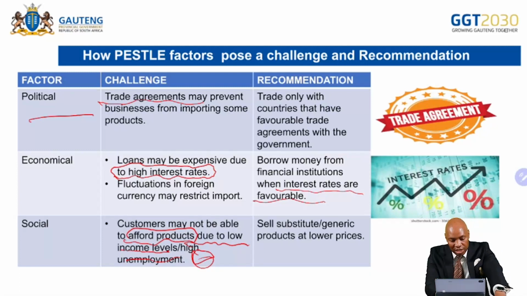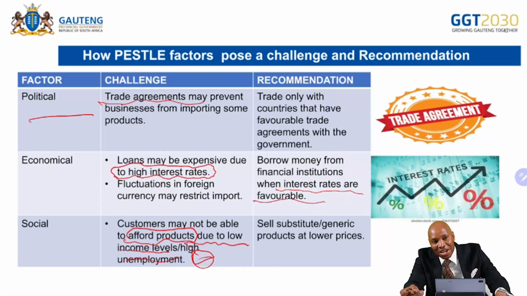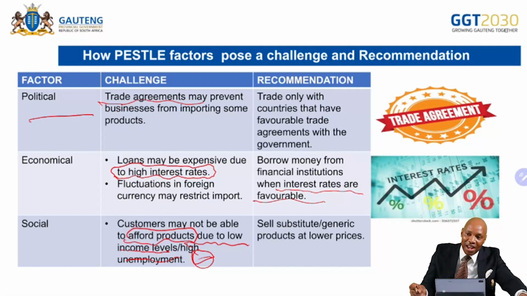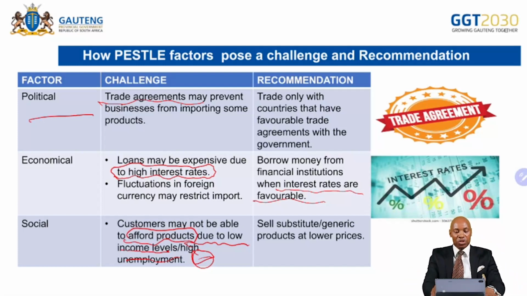Therefore, now let's look at the affordability of the products in terms of our recommendation. Hence we are saying sell substitute or generic products at a lower price. Remember, where are we coming from with this substitute? We are coming with the substitute products from Porter's 5. As a business, you may be threatened by the substitute products. But the bottom line here is, as you mention the factor, know the challenges, and your recommendation must be strictly based on the challenge identified.